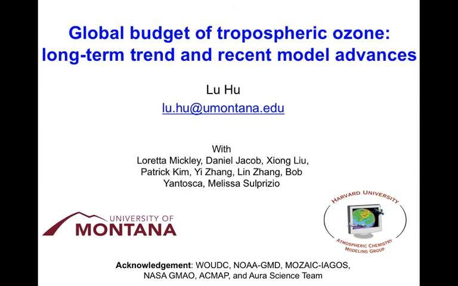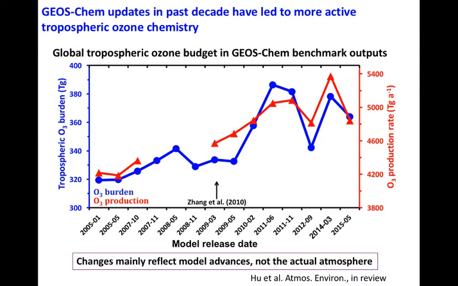Those updates in GEOS-Chem over the last 10 years tend to gradually lead to more active tropospheric chemistry. Here I show, for one of the most important species for tropospheric chemistry, ozone, the tropospheric ozone burden and also the production rate. The last time we had a global evaluation for GEOS-Chem was Lin Zhang's 2010 work. One thing I need to emphasize for this plot is that it shows the GEOS-Chem ozone budget with benchmark output, which means those changes mainly reflect model advances, not a real atmosphere.